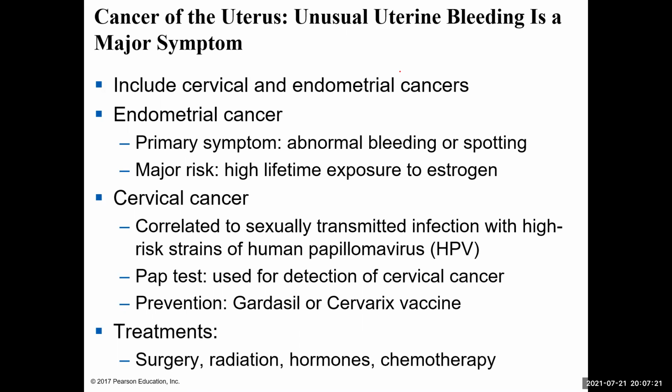One of the big symptoms is abnormal bleeding or spotting, and a big risk is high exposure to estrogen throughout your life. So maybe you have hormonal imbalances, and cervical cancer could be related to things like HPV. So a way you can make sure you catch it early, if you do have it, is to get regular pap tests. And you could also get vaccines that can help prevent HPV, which could potentially lead to cervical cancer. And pretty much all of the treatments that we've mentioned can be used for uterine cancer as well.